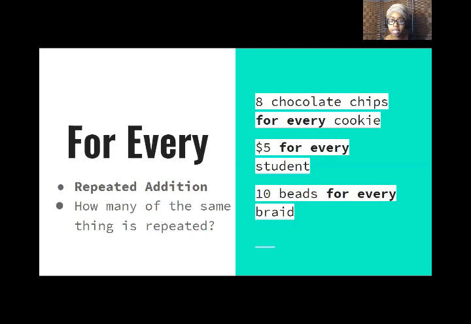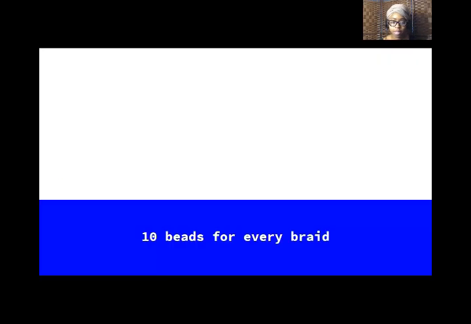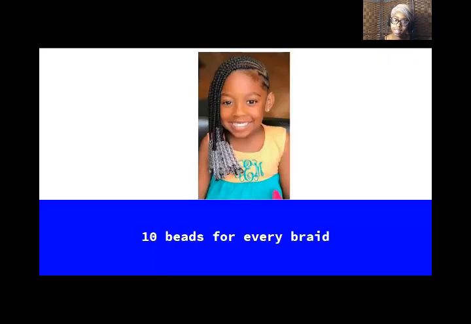Multiply those things together. 10 beads for every braid. So we're talking about, I'll give you a picture of it. Here's a lovely lady with beads on her braids, and I didn't count them, but I'm going to guess she has 10 beads on each one of her braids. And we see she has multiple braids. So the question would be, how many beads are there in all? We would have to multiply 10 times the amount of braids.